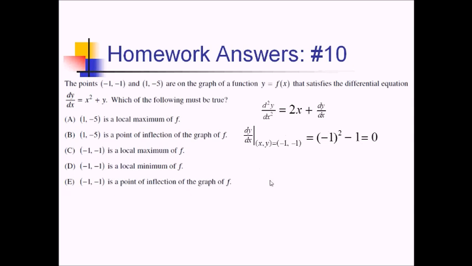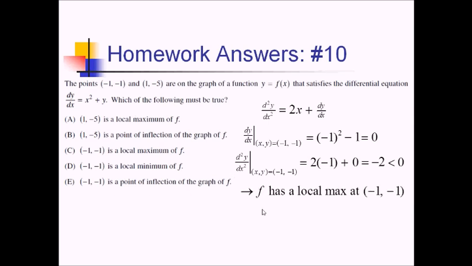Well, we need to plug -1, -1 into the second derivative for that. So that's going to be 2 times -1 for the x value. And then we're going to have plus 0 because we had a derivative of 0 at that point. So that ends up being -2. Now significantly, this is a negative number. Because we have a value of 0 for the first derivative and a negative second derivative, that means we're going to have a max at the point -1, -1.